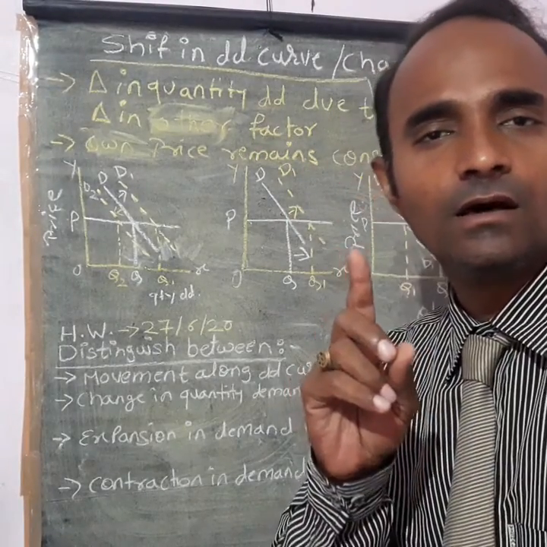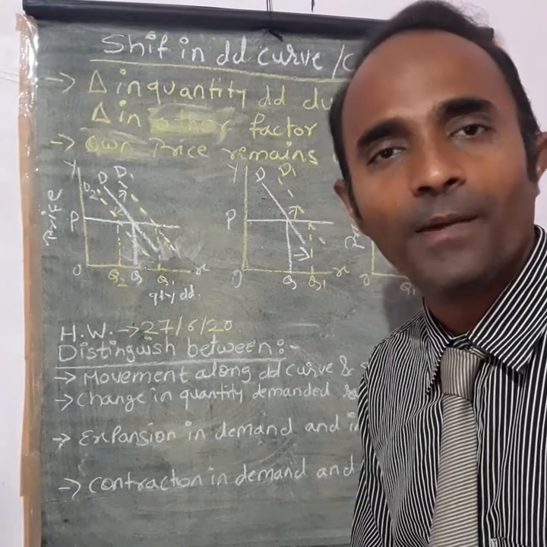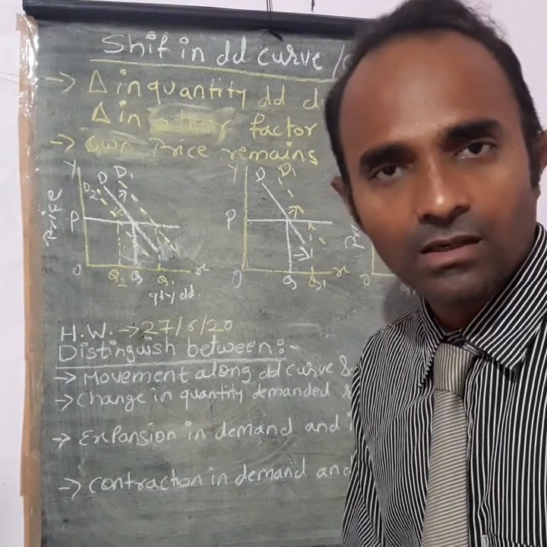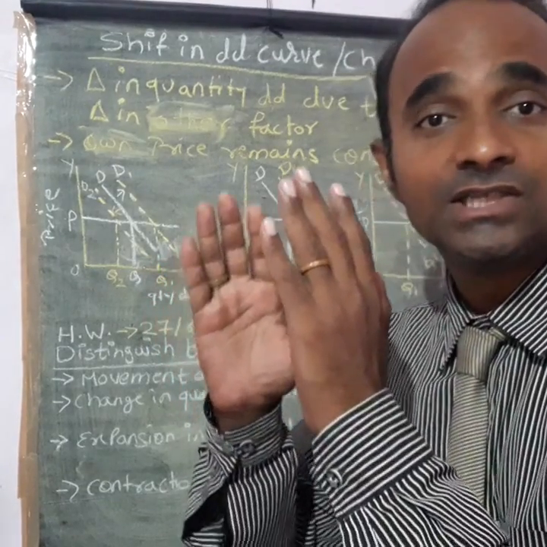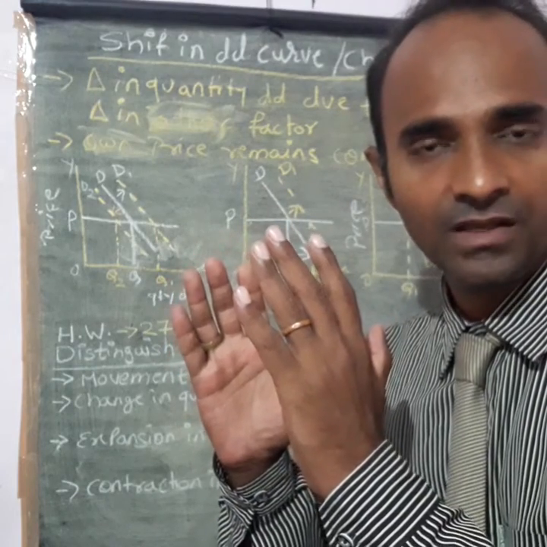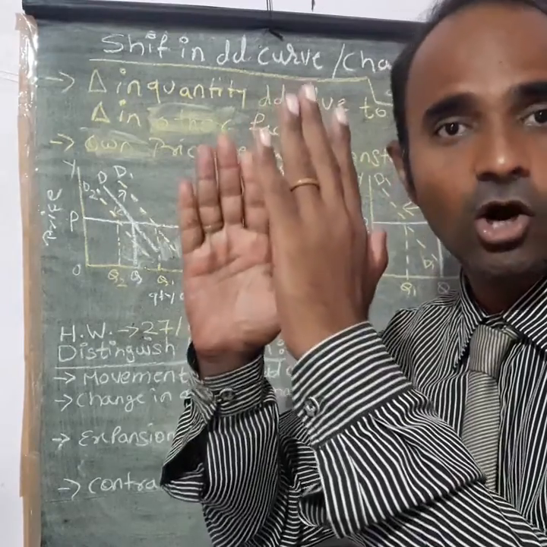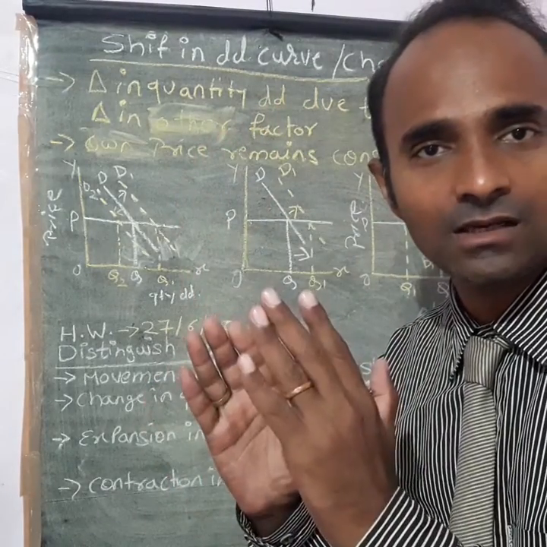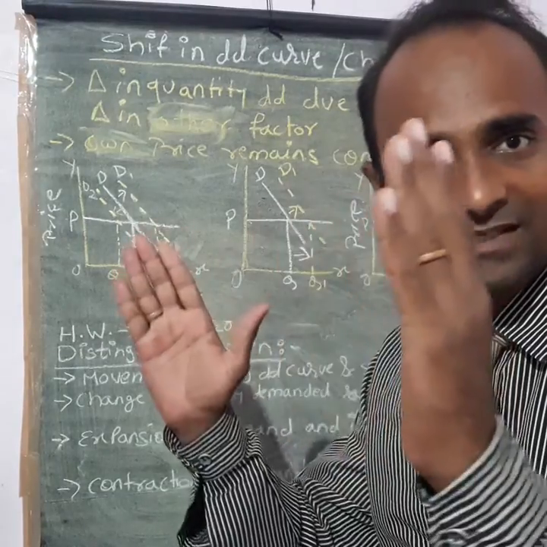What we have learned in the last lecture is the movement along the demand curve, and that movement along the demand curve takes place because of changes in the commodity's own price. When the commodity's own price increases or decreases, the demand curve expands or contracts.